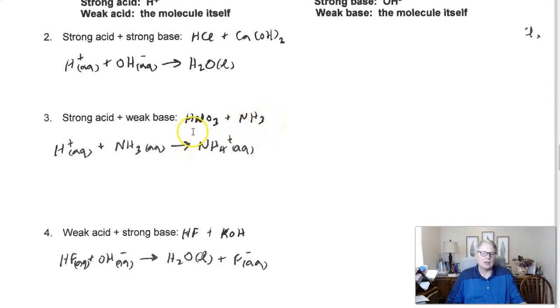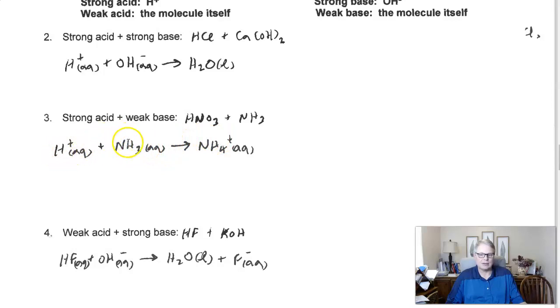Okay, so reacting species for a strong acid is what? What's H+? Goes right there. Okay, reacting species for a weak base is the molecule itself. So that's why we wrote down NH3 here. Okay, now all we have to do is figure out how they go together.